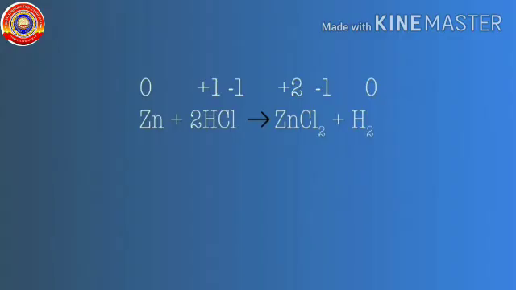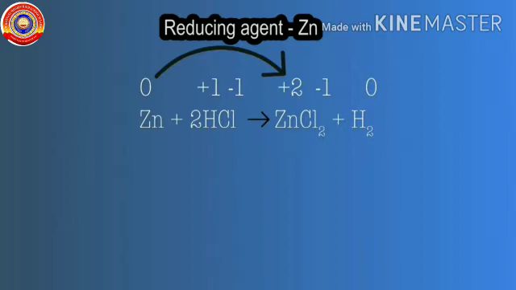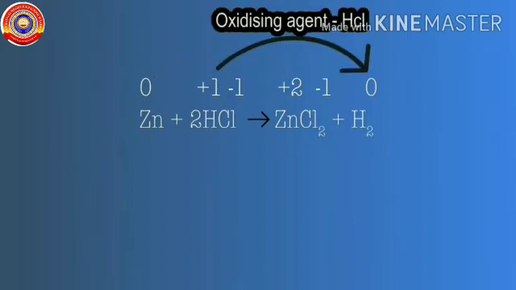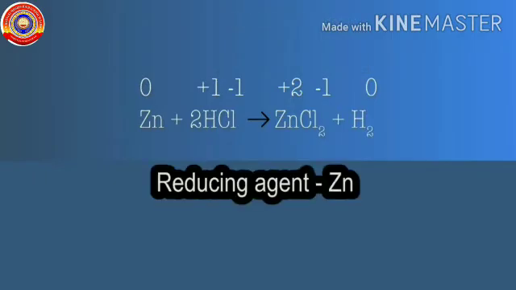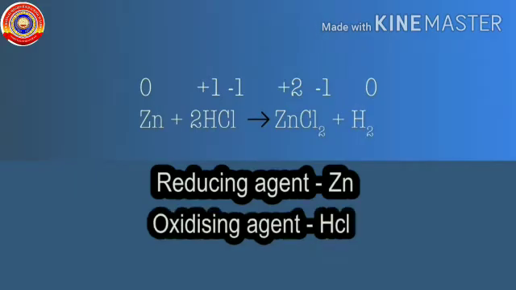The reaction of zinc with hydrogen chloride to form zinc chloride and hydrogen is given. See what change happened to the zinc. The oxidation number of zinc increases from 0 to +2, which results in oxidation, hence it acts as a reducing agent. Here the oxidized atom is zinc. But the oxidation number of hydrogen decreases from +1 to 0, resulting in reduction, and it acts as an oxidizing agent. In this reaction, zinc acts as a reducing agent, whereas hydrogen chloride acts as an oxidizing agent.